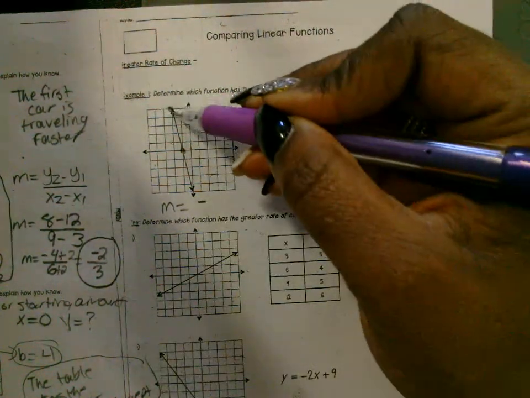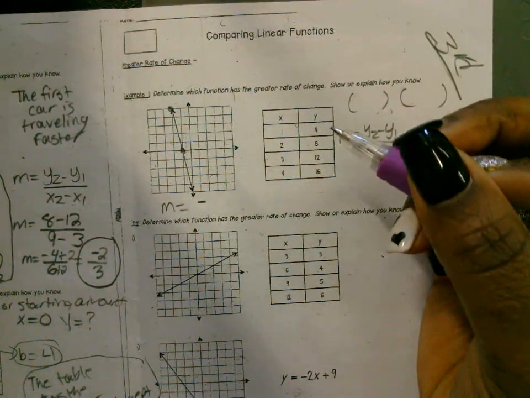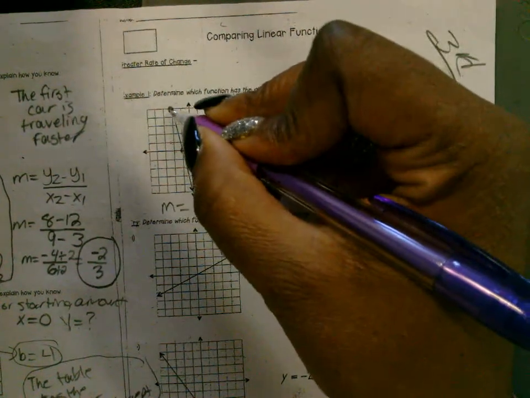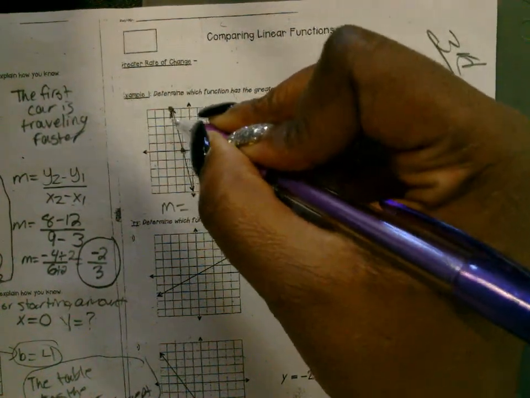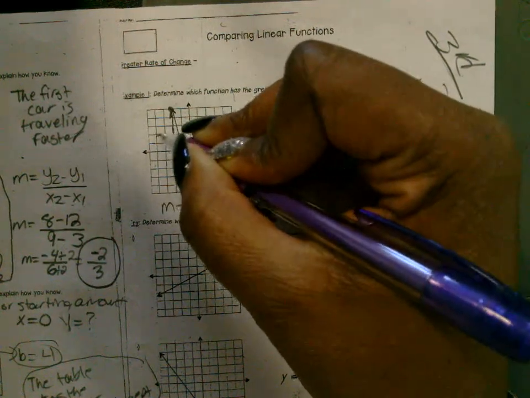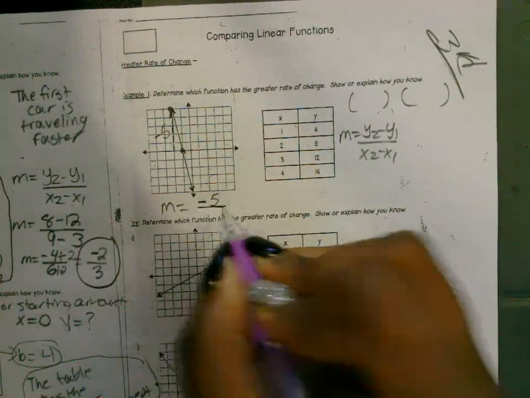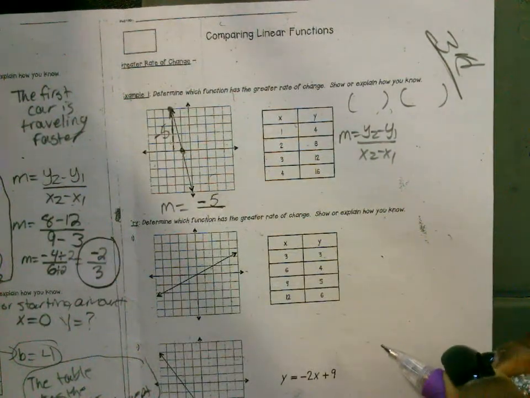How far did we go down to get to the second point? 5. All right, some say 4, some say 5. Let's see. 1, 2, 3, 4, 5. Very good. It is 5. So your top number, your rise is -5 because you're going down 5.